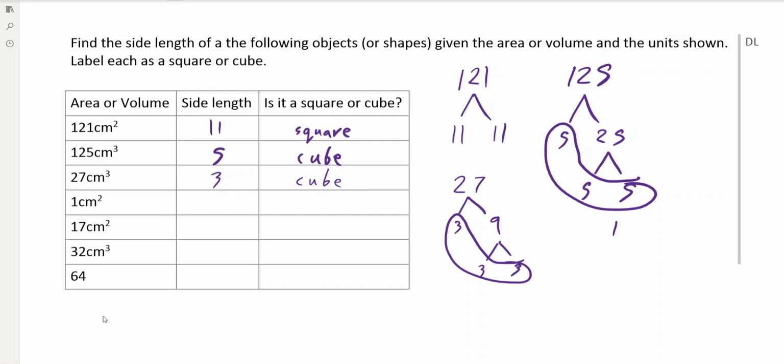Okay, 1, you can't really break it up. Like, you can break it up to as many ones as you want, right? So this could be a square or a cube. So this is kind of both, but because of the units, it's a square.